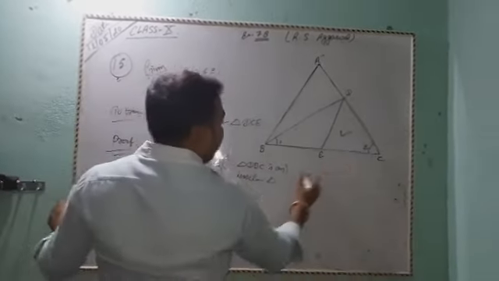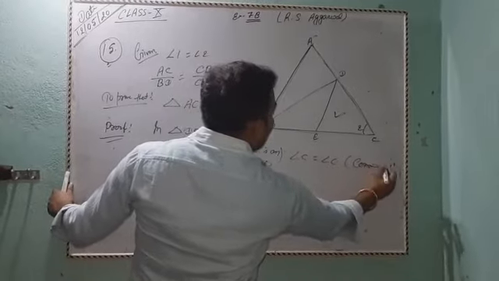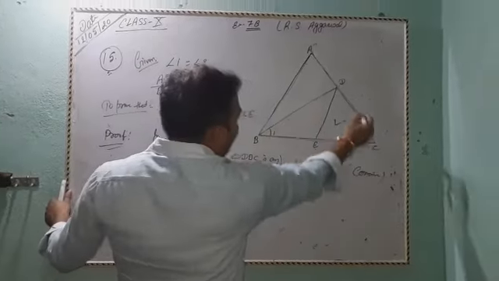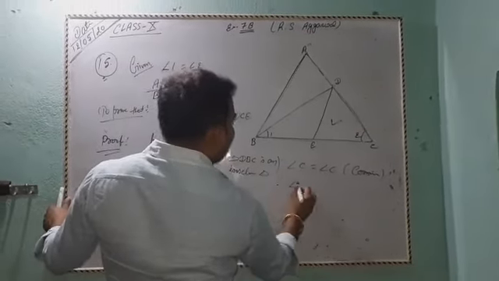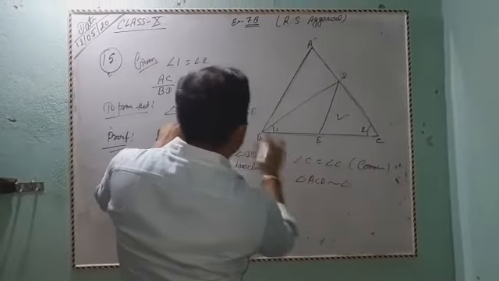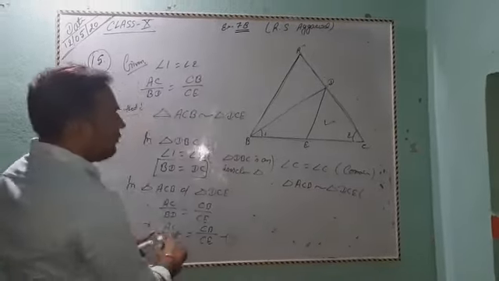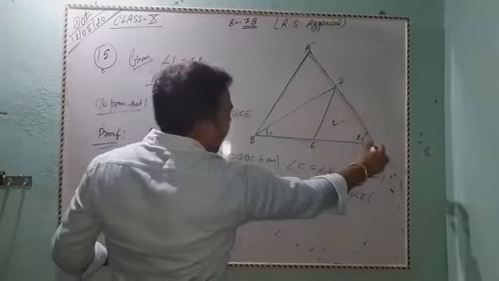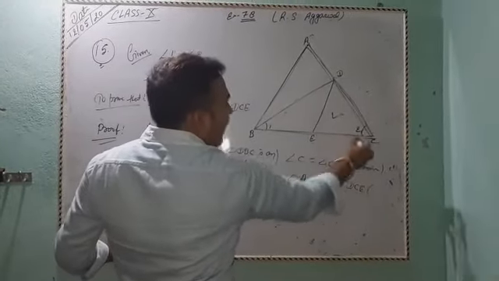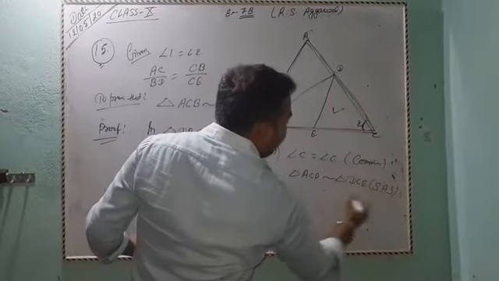And angle C equal to angle C are common. So angle C in triangle ACB and angle C in triangle DCE. Then we write that triangle ACB is similar to triangle DCE. AC and BC including angle C, and DC and CE including angle C, then side angle side criteria.